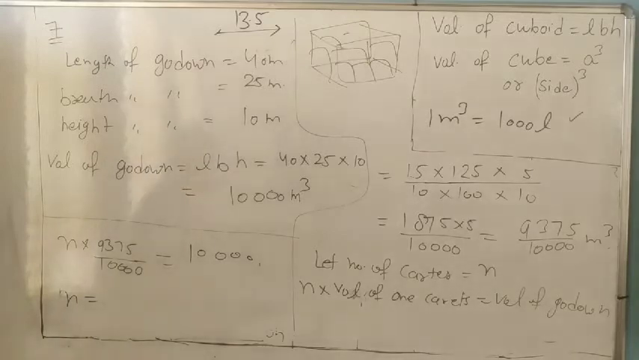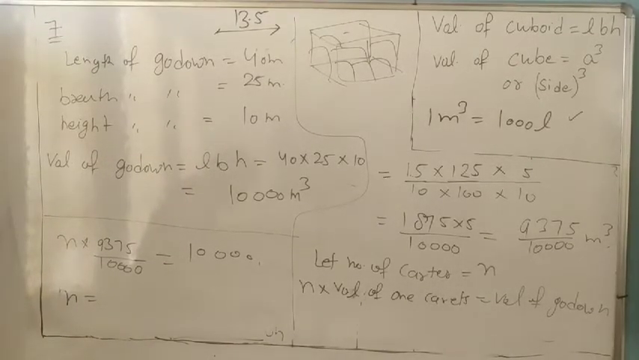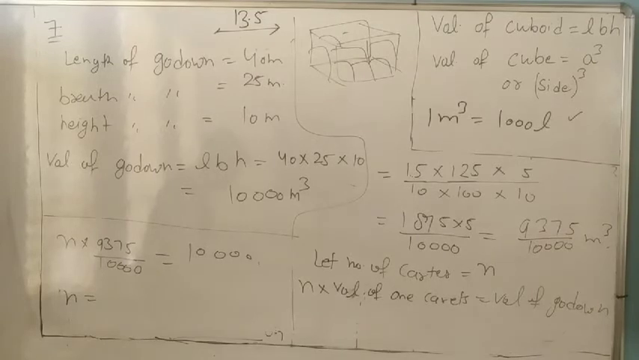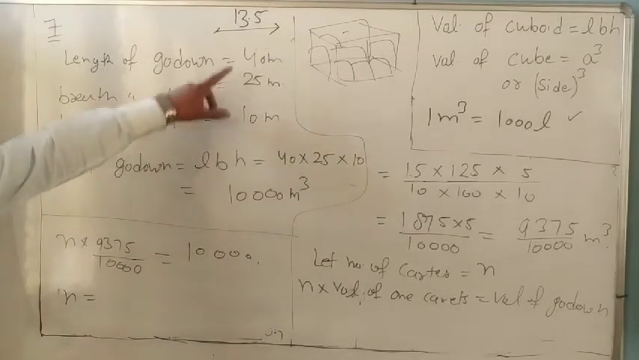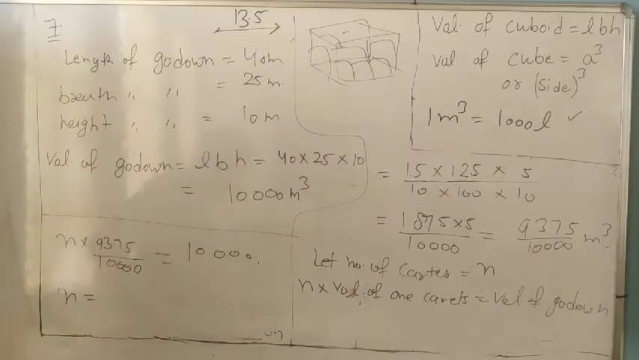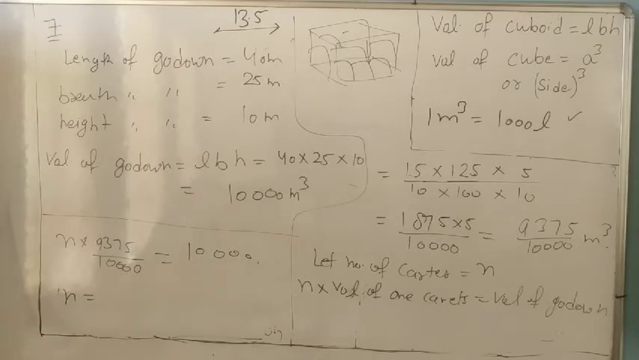The answer will come as 16,000. Now what will you do? The godown is 40, 25 and 10; 40 into 10 is 400, and this one is 10,000, measured in meters. Find the maximum number of wooden carats, with 1.5 and 1.25.